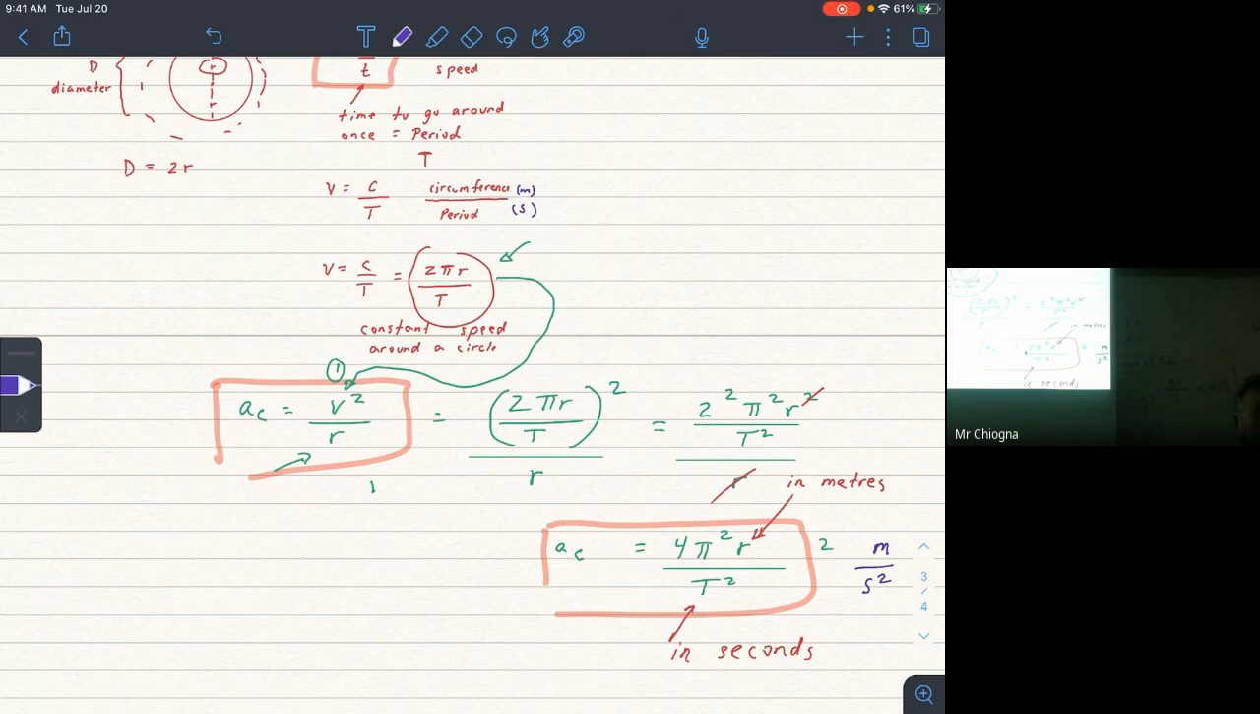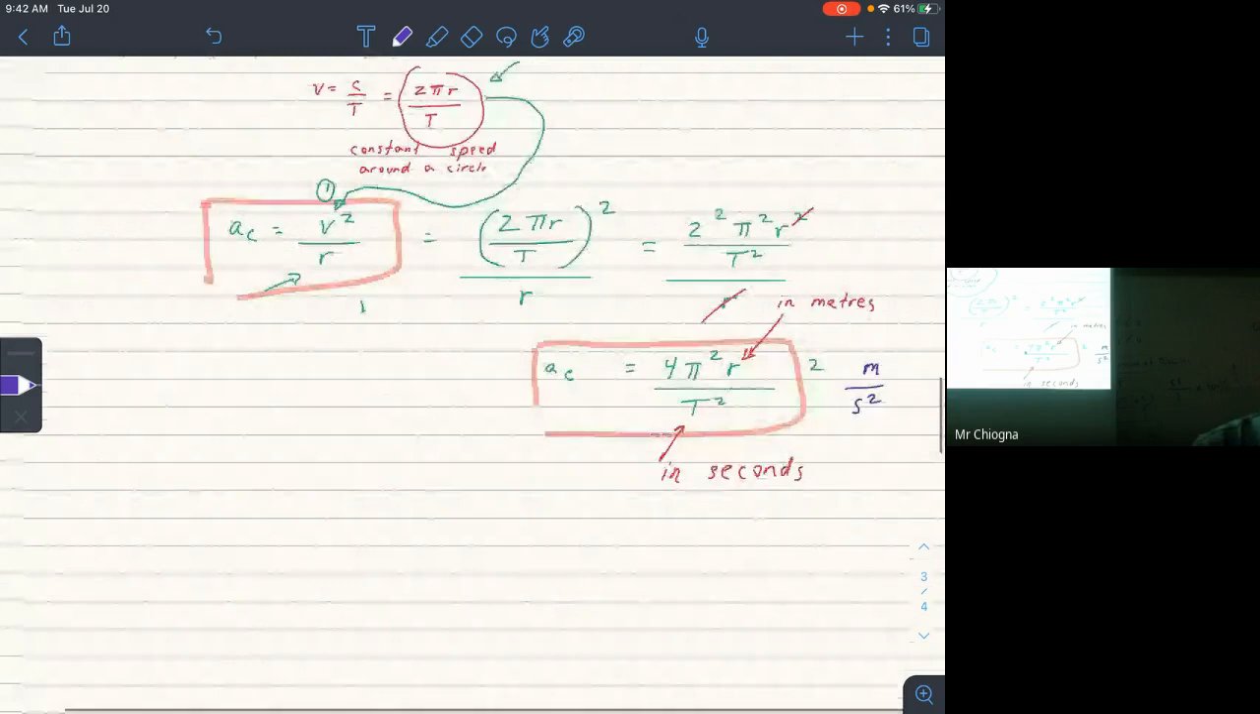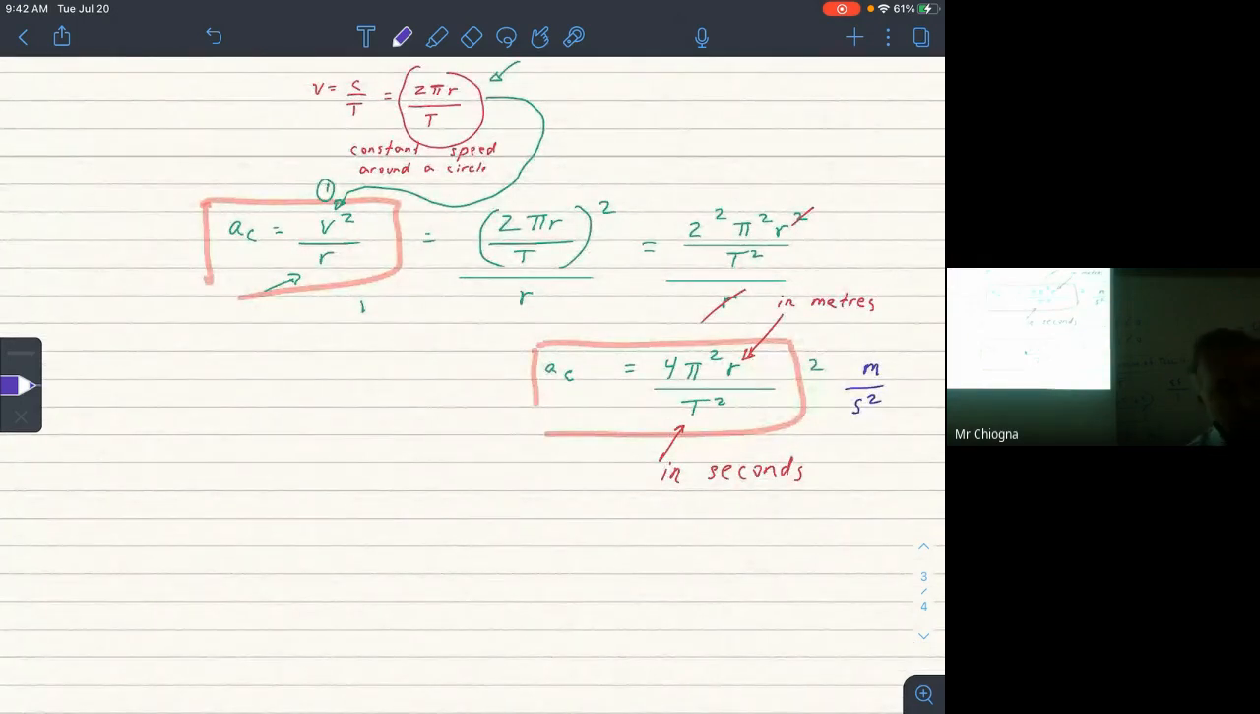Put the 2 outside of the red box. That's just telling you I labeled it equation 2. It's not part of the equation. That's why I put a box around it. Equation 2 as opposed to equation 1. If the question is find the centripetal acceleration, you use those equations. If the question is find the centripetal force, then just multiply by mass.